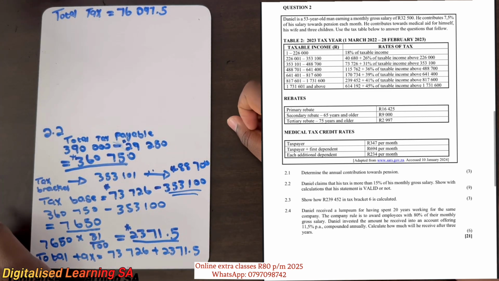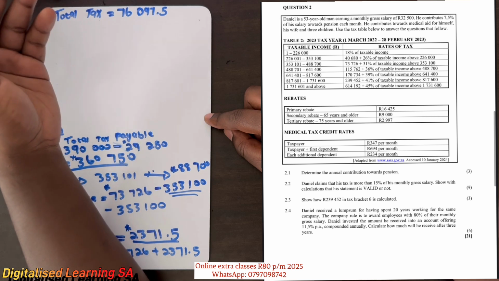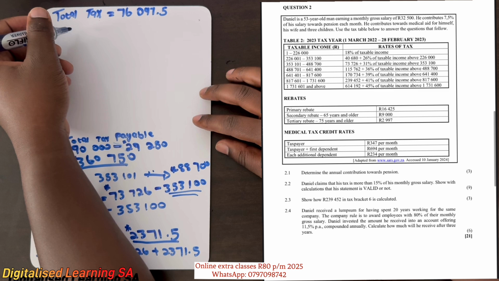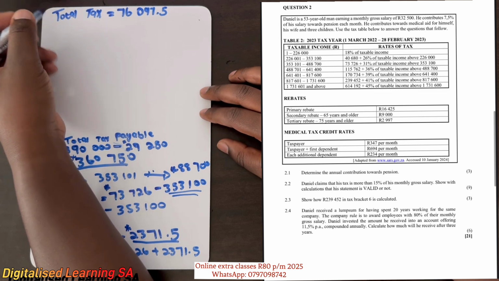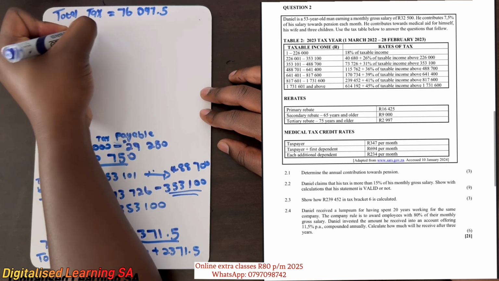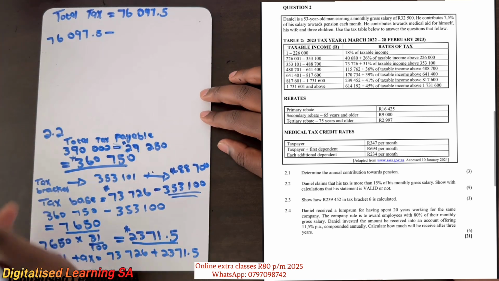So after calculating our total tax, we still need to remove things such as the tax rebates and the medical tax credit rate, because medical aid is also not taxed. So this is our total tax, but there are items that we still need to remove. Next we will check our rebates. So maybe let's just write our total tax here, 76,097.5.